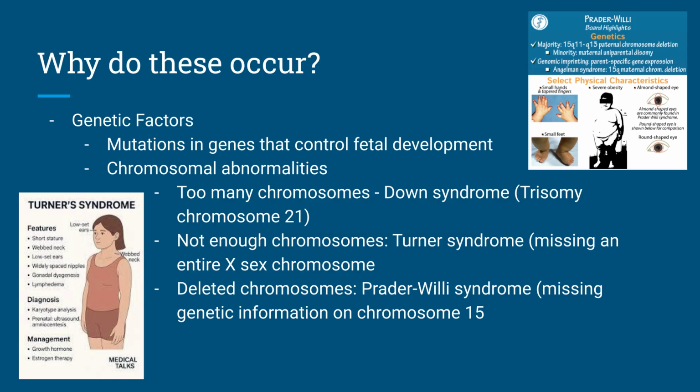For example, when there are too many chromosomes, you can have a child with Down syndrome due to the trisomy of chromosome 21. When there are not enough chromosomes, you can have conditions such as Turner syndrome, which occurs due to a missing entire X-sex chromosome. Another example is when chromosomes get deleted, creating conditions like Prader-Willi syndrome due to the child missing genetic information on chromosome 15.